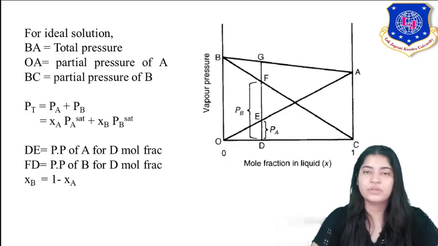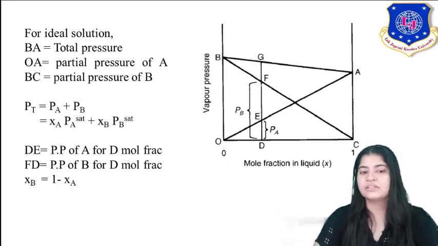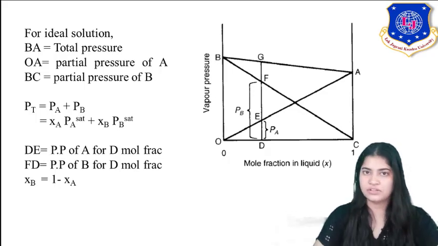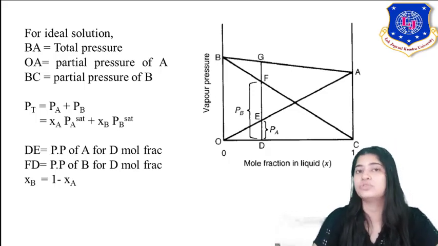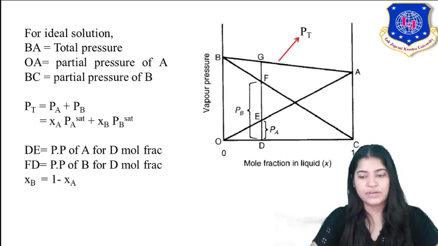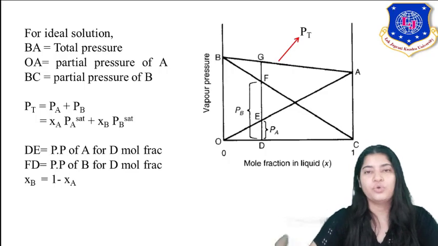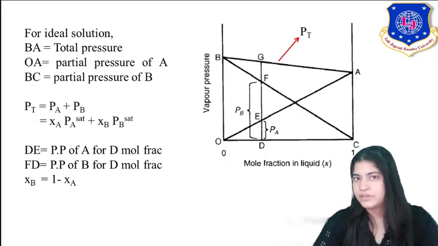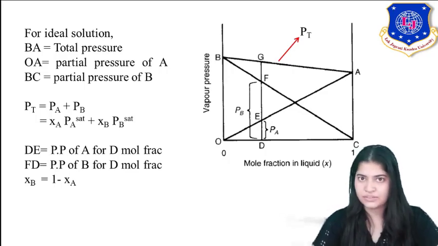And ultimately, what is AB? Your AB is nothing but your BA. The line BA is the total pressure of the system, of this ideal system. So you can see once more, your OA is the partial pressure of A, which changes with X.